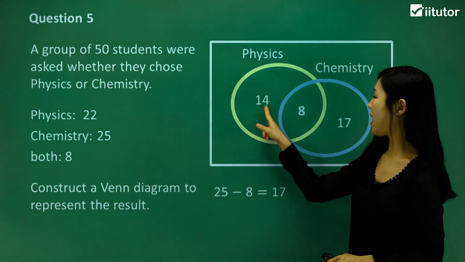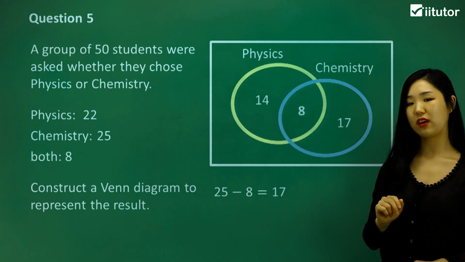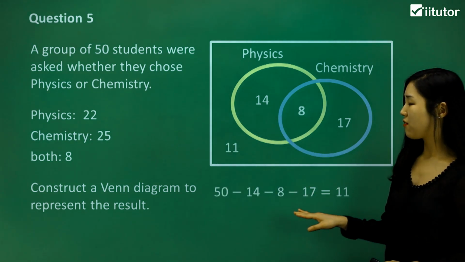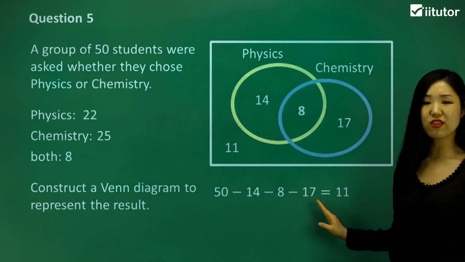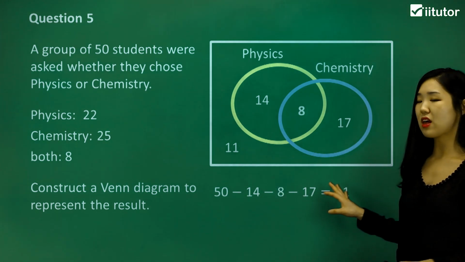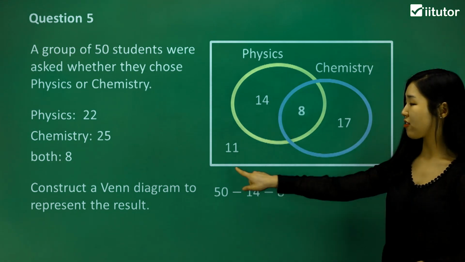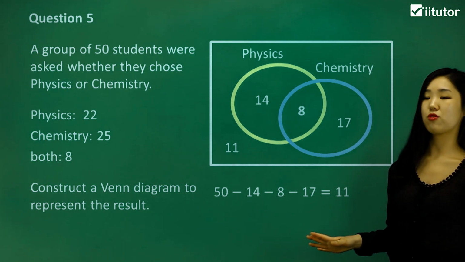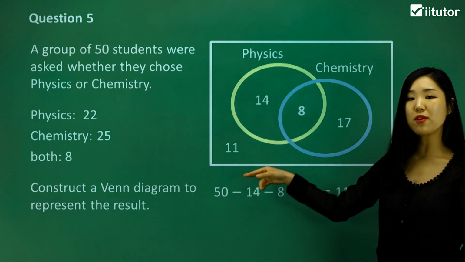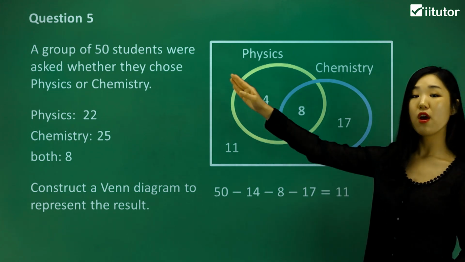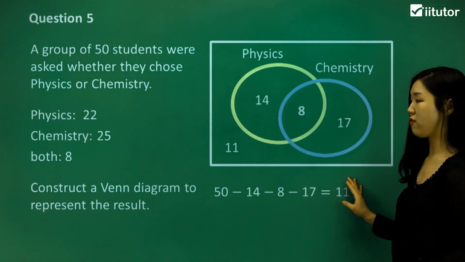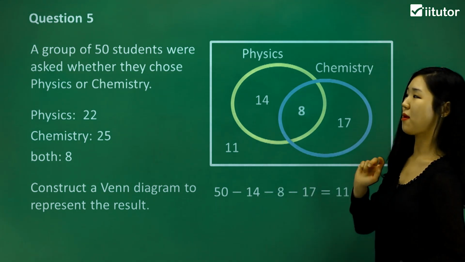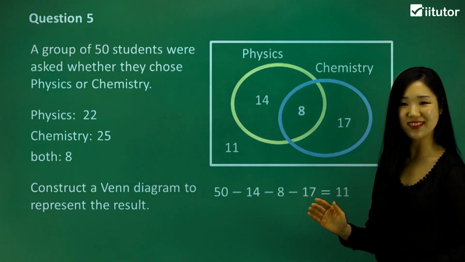Now guys, if you add these up, 14, 8 and 17, and subtract those from the 50, I actually get a remainder, which is 11. So these 11 people don't belong anywhere. They belong outside the circle, because those are the students who don't want to do physics or chemistry. You can find that by subtracting these values from the total. If you do have a leftover, that means there are students who don't want to do any of those subjects. Alright guys, so outside the circle, sorry, but inside the box.